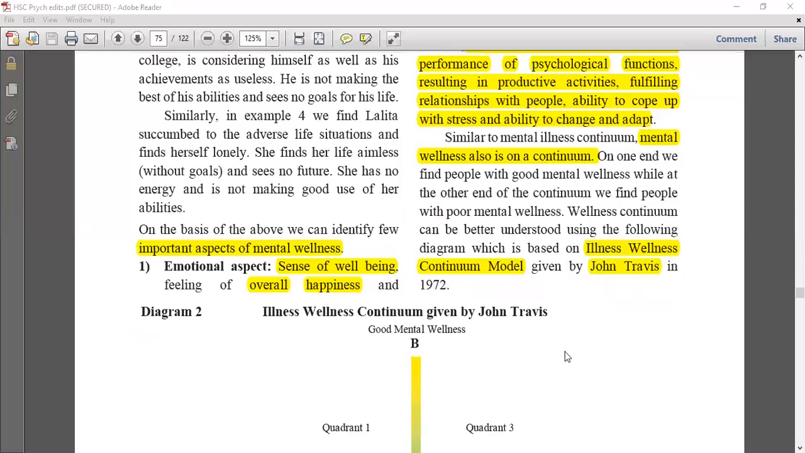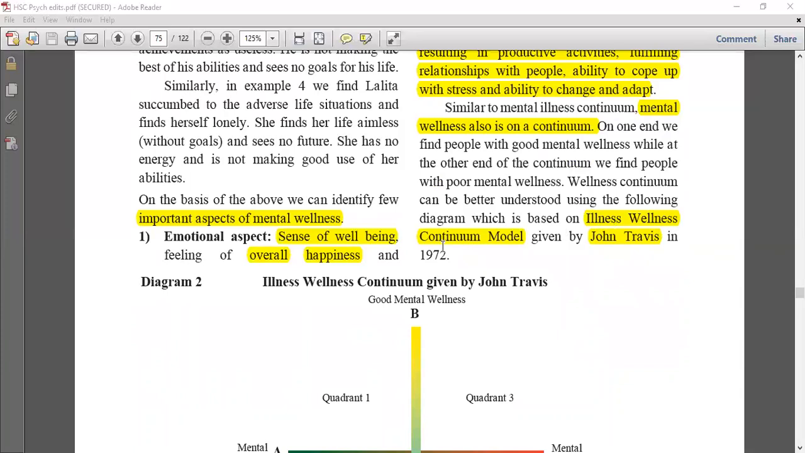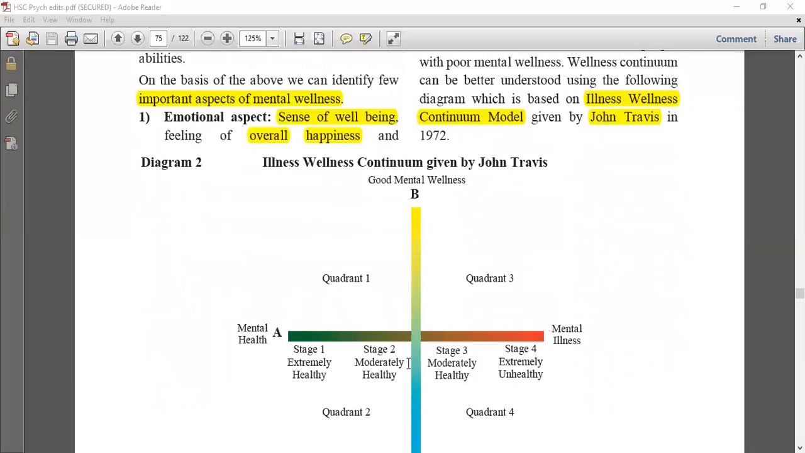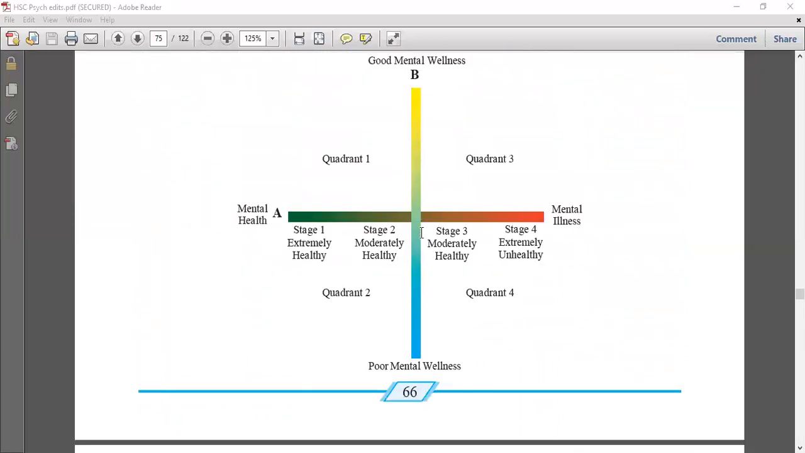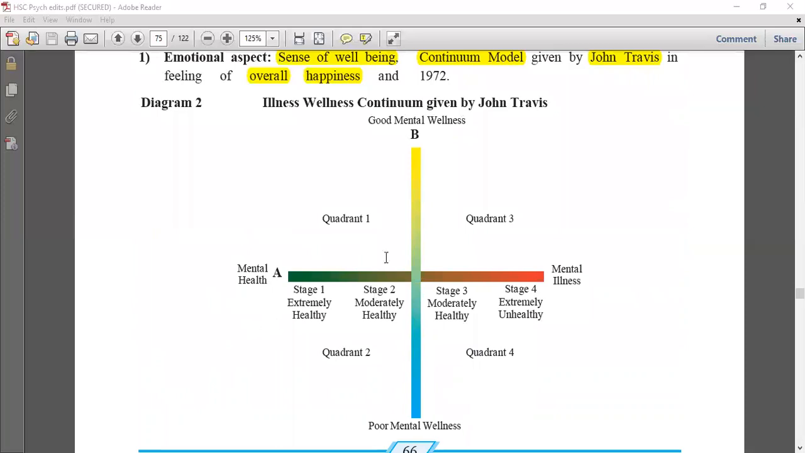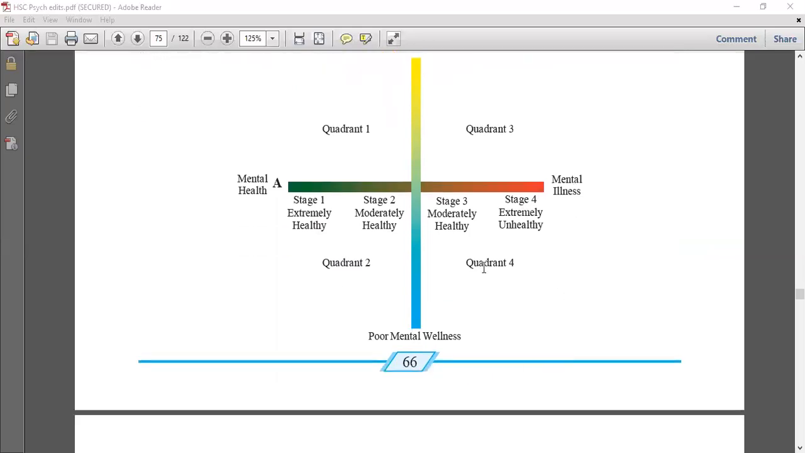Mental wellness is also again a continuum. It's given by John Travis, the illness wellness continuum model. So this is the illness wellness continuum. This is the wellness, poor wellness, good mental wellness, and the left side is mental health and the right side is mental illness. So mental health and good wellness leads to quadrant one. Mental health and poor mental wellness leads to quadrant two. Mental health and mental illness leads to quadrant three. So with mental wellness, you're ready to cope with your life, but you have a mental disorder, that is quadrant three. And quadrant four is that you have a mental disorder and you're not even well enough to cope with it.